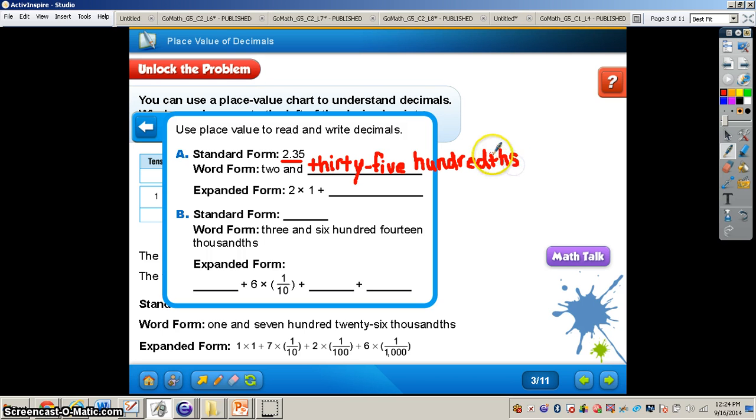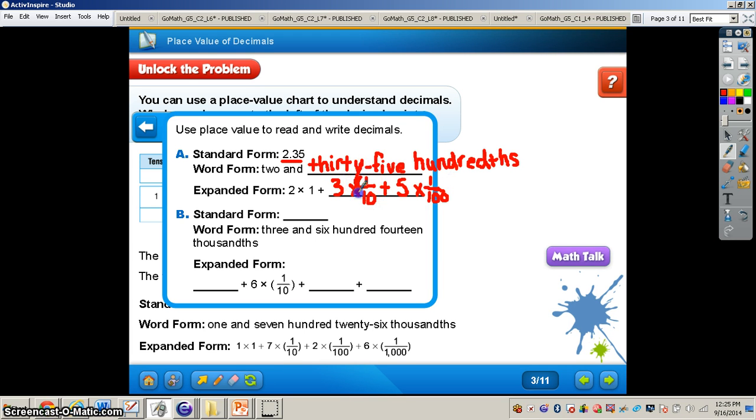And let's write that in right on page 109. Now let's take a look at expanded form, 2.35. We do 2 times 1. Why 1? Because it's in the ones place. Now plus 3 times 1/10. Why 1/10? Because the 3 is in the tenths place. And then we do plus 5. Why 5? Because that's our next digit, times, we take a look at the place value, it's in the hundredths place, so therefore it's going to be 5 times 1/100th.